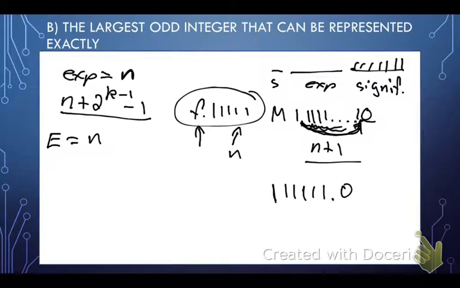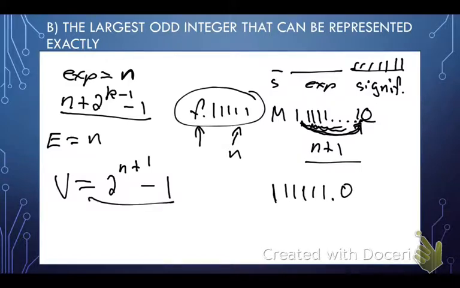Okay, and what will the value be? Let me back up here. Yes, the fractional part will be a bunch of ones. So what will v be? We still needed v. That's going to be 2 to the n plus 1 minus 1. Why is it going to be that? Well, let's take a look.